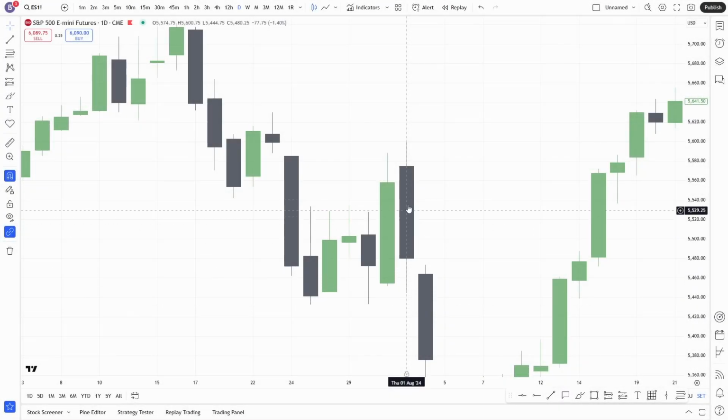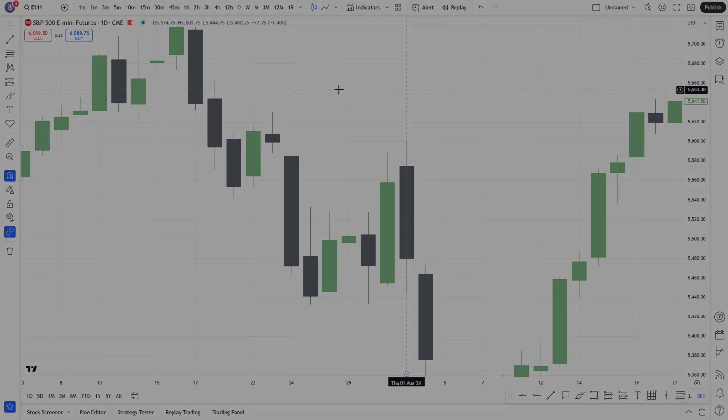For the bearish example, price opened, created a high, came down, creating a low, and then closed right here. Again, it'll tell you which points in price create the open, high, low, and close.